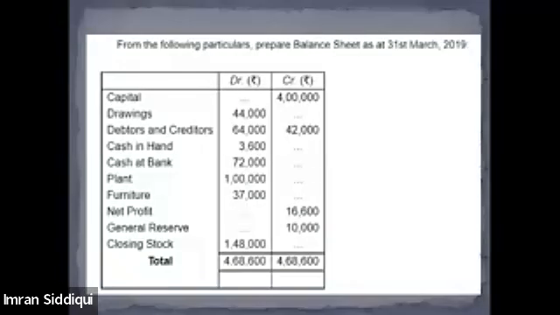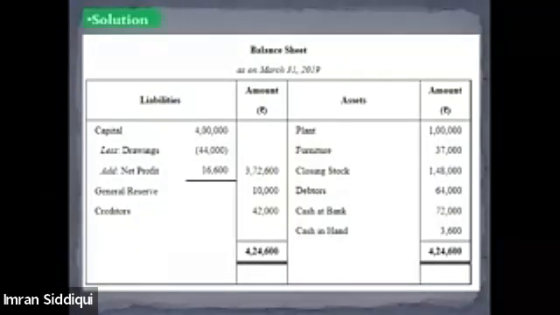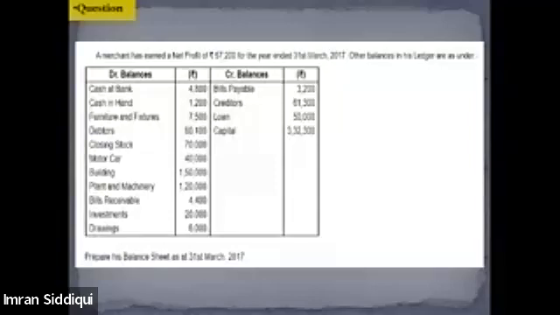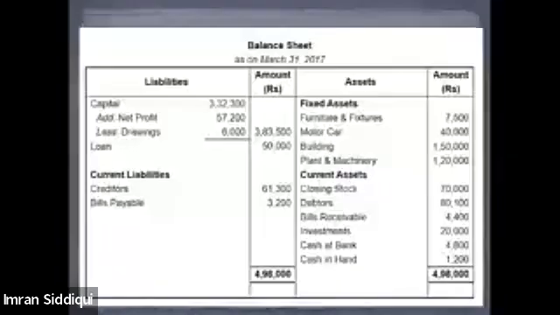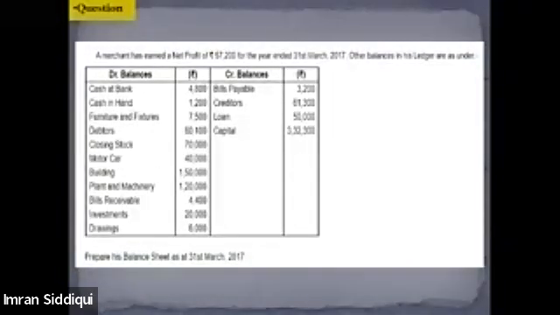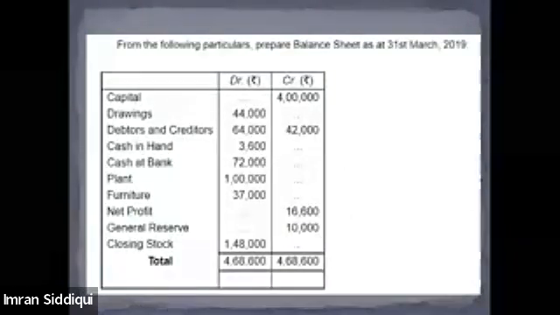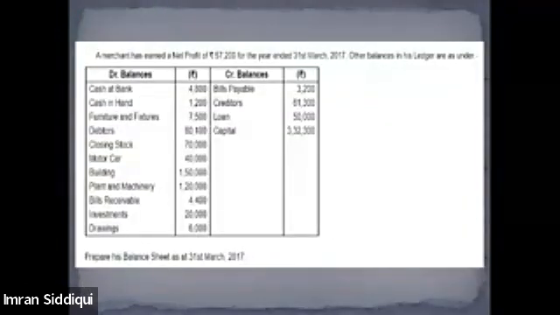Okay. So we did this question in the last session, and I think I gave you one question for the homework as well. I think this is the question that I gave you for the homework. A merchant has earned a net profit of 57,200. Kindly confirm if this is the question that I gave you for the homework and whether you were able to solve it or not.